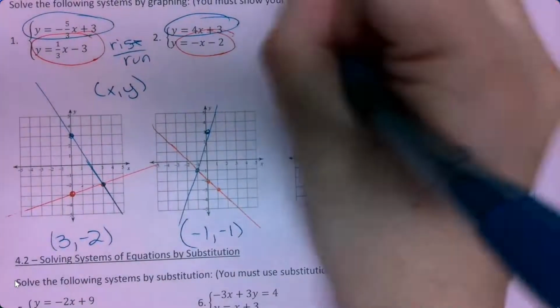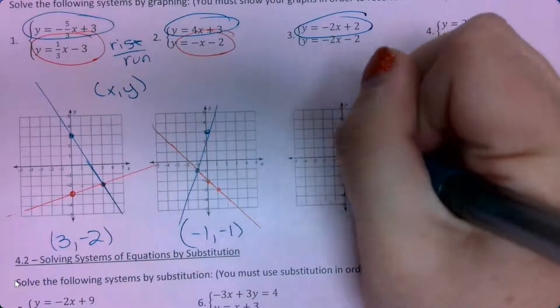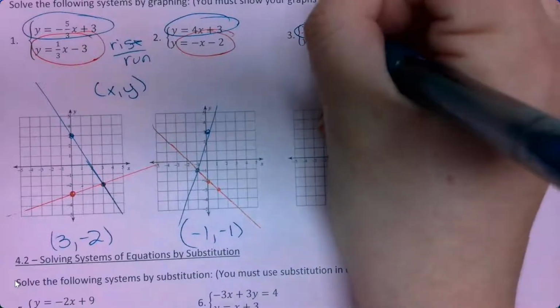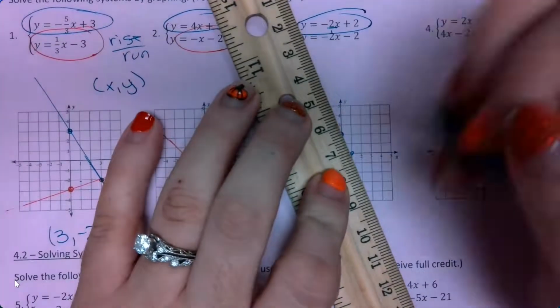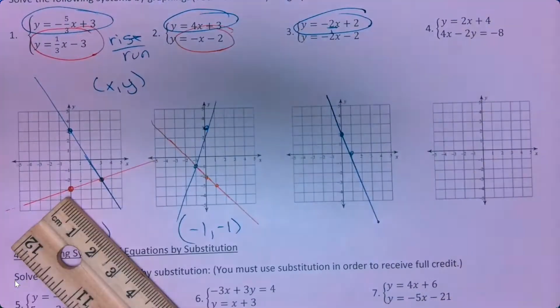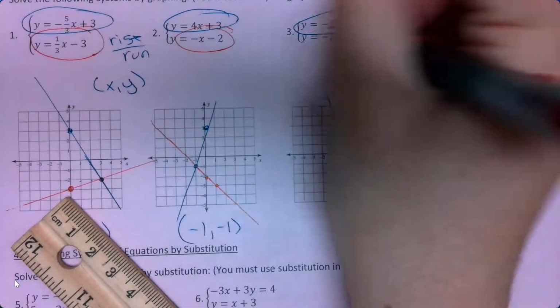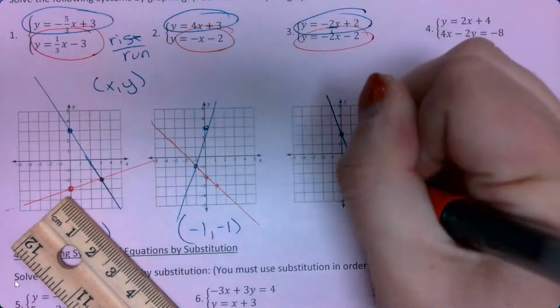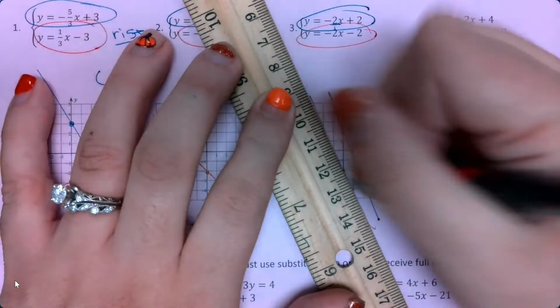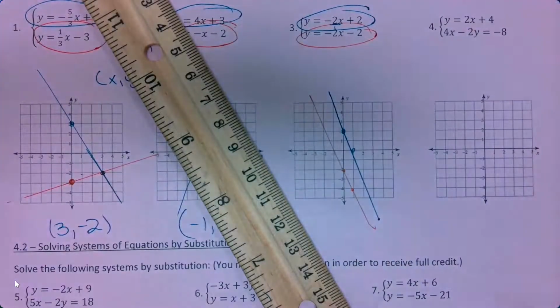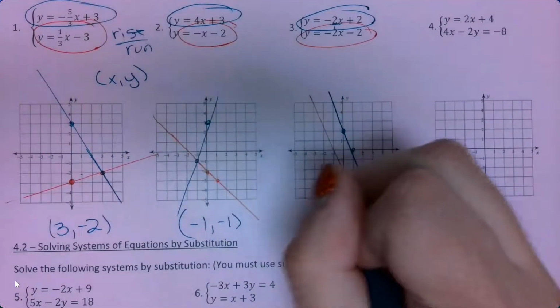Next one, I want to start at 2. I'm going to go down 2 squares over 1. Remember, when it's a whole number, it's a fraction over 1. Then I'm going to do the same thing for my bottom one. I'm going to start at negative 2 and go down 2 over 1. These ones are parallel. They're never going to touch. This one is no solution.